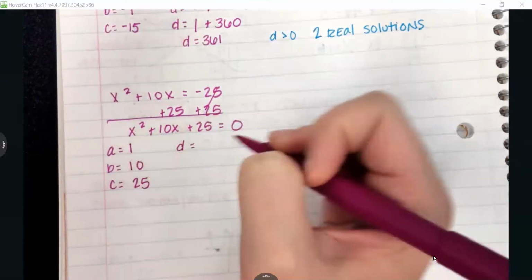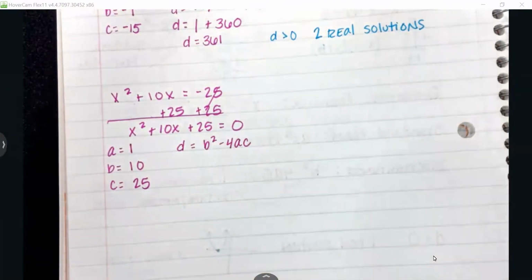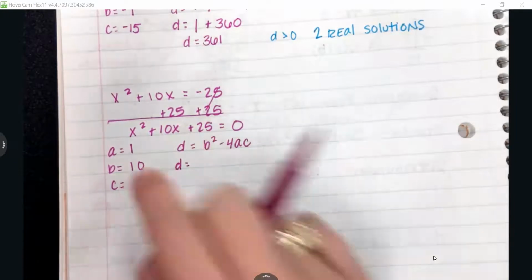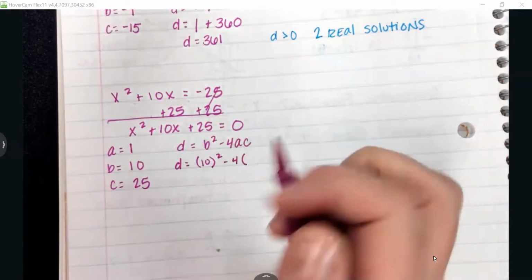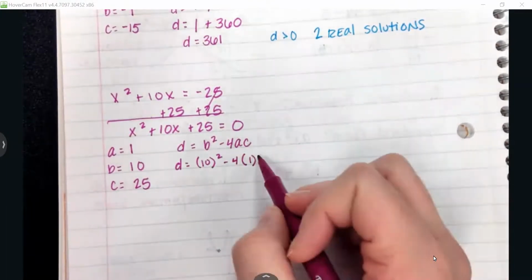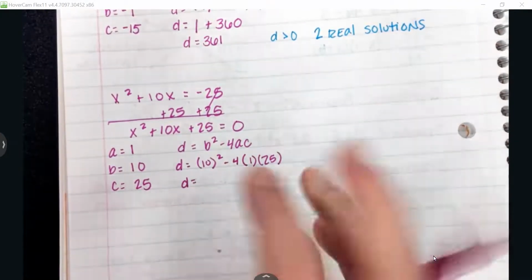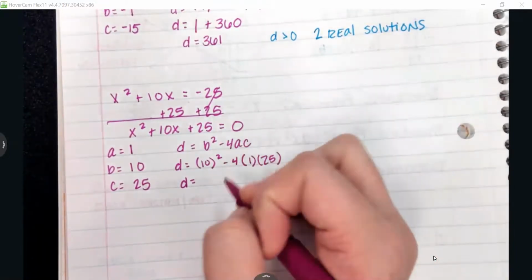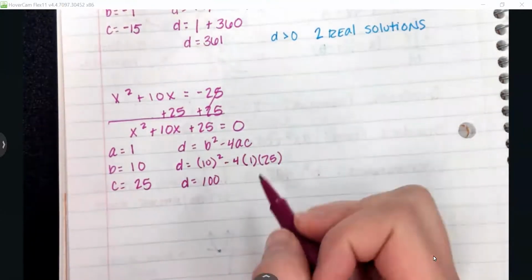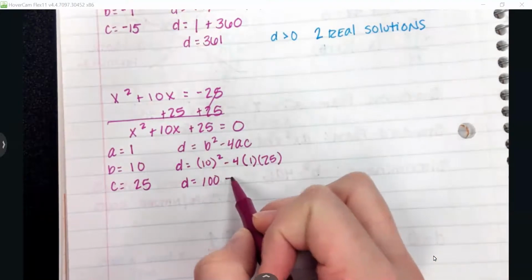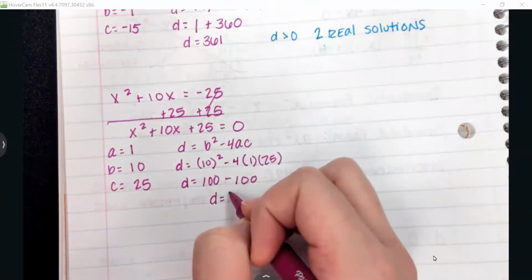My discriminant equals B squared minus 4AC. Discriminant equals B is 10, so 10 squared minus 4 times A is 1 and C is 25. Do them separately. What does 10 squared equal? 100. What does 4 times 1 times 25 equal? Negative 100. So what does my discriminant equal?